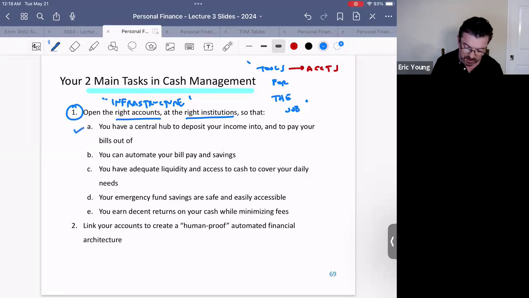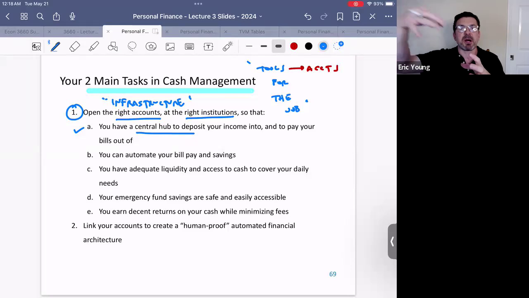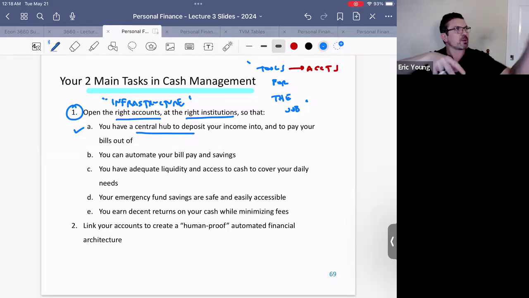You want to have a place where all of your income can be deposited into and all of your bills can be paid out of. In other words, you want to have a central hub to hold your money. A central hub where all of your income can deposit into and all your bills can pay out of. And that's going to be your checking account generally.